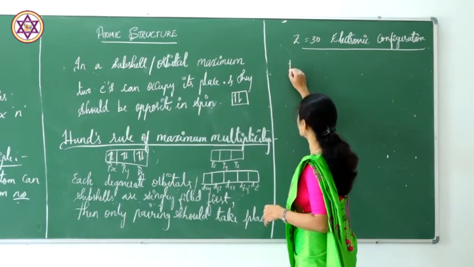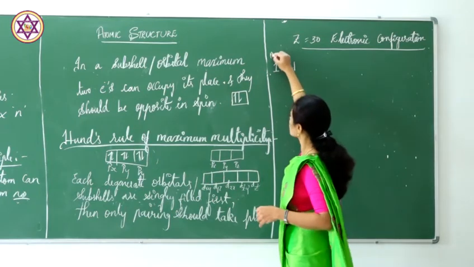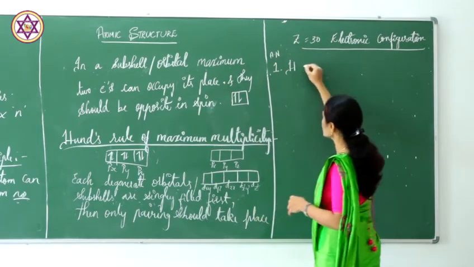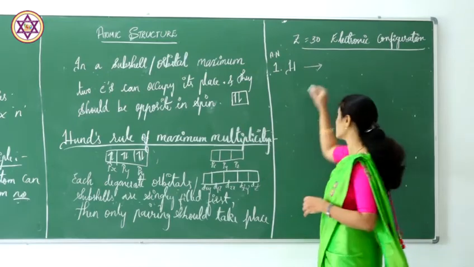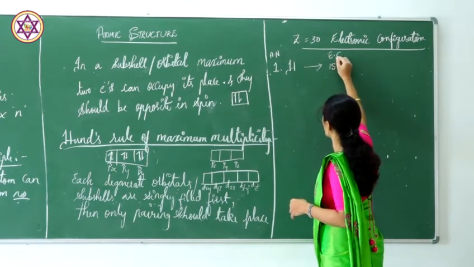Coming to hydrogen, what is the atomic number? 1. The atomic number for hydrogen is 1. And how to fill the electronic configuration? You all know that it is 1s1.